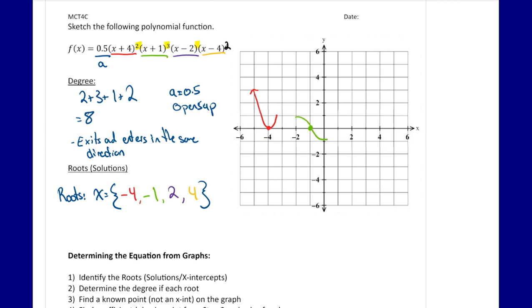I'm going to move over to my next solution, 2. Put a mark there, or point there. There's an x-intercept there. It has a degree of 1. So that means it's going to cross as a line. Why am I drawing the line this way instead of this way?